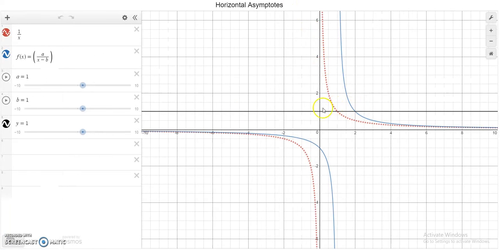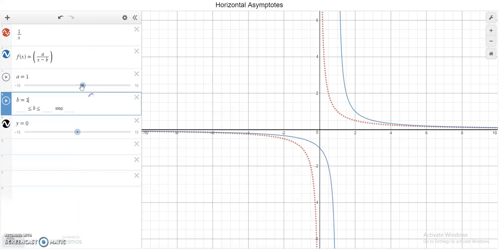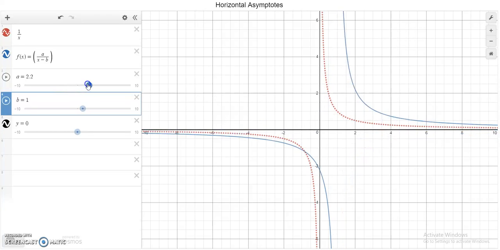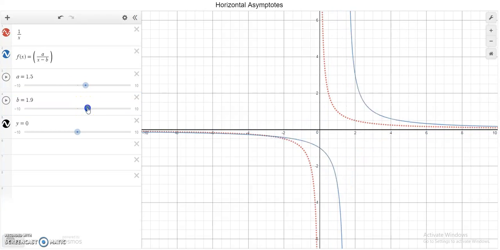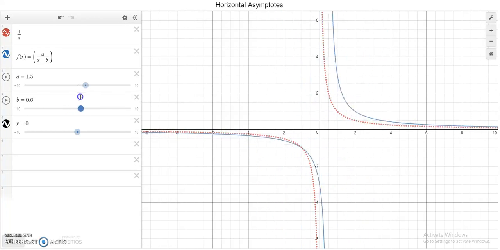So I also have a horizontal line in here for a horizontal asymptote. So I put it at 0, and I can move A. And it also just moves about that line as it did in the previous slide. And we can see that B also does not change it. And I also have that parent function in there.